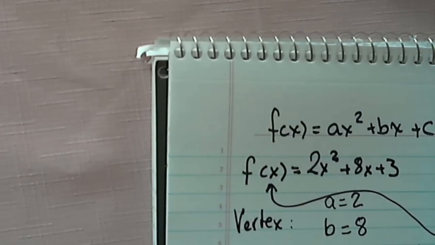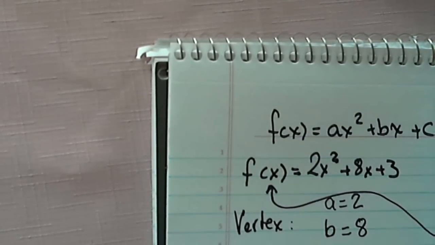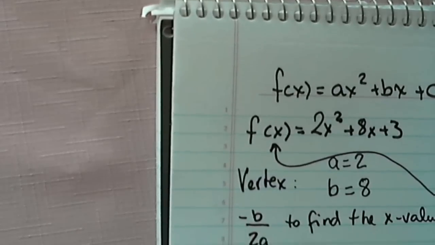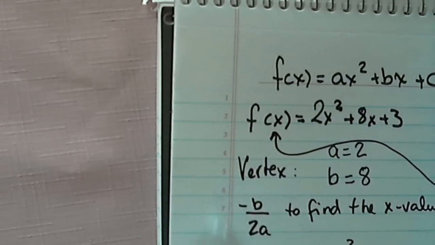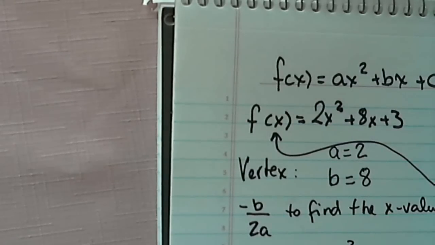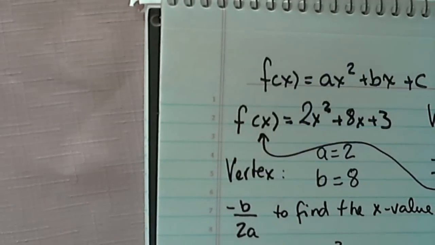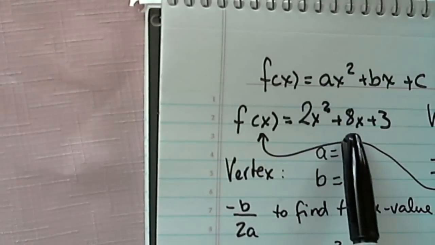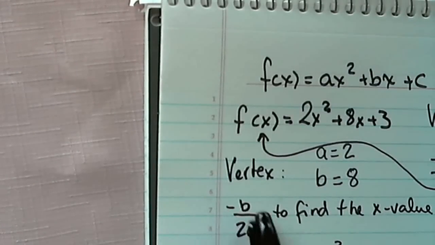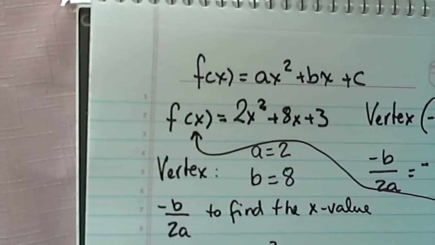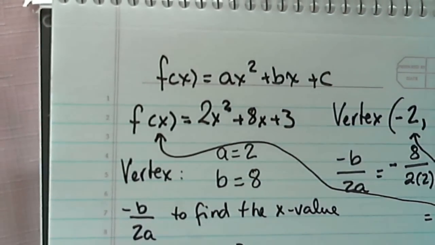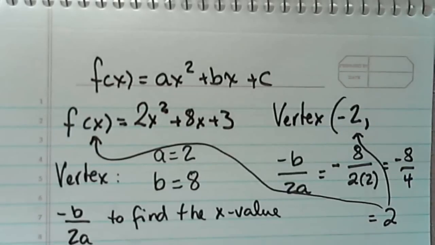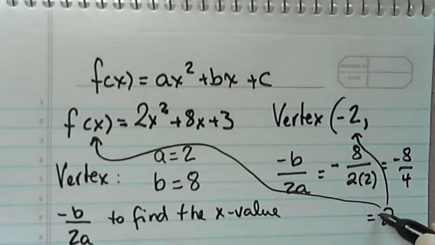For the vertex, we're using the vertex formula, minus b over 2a. This minus b over 2a is to find the x value of my vertex. The vertex is an ordered pair. I have this covered up because I've already done this over here in the corner. So a is equal to 2 and b is equal to 8. If I plug in minus b over 2a, I get negative 8 over 2 times 2, which is equal to negative 8 over 4, which is equal to negative 2.